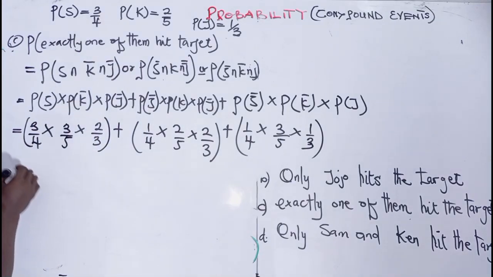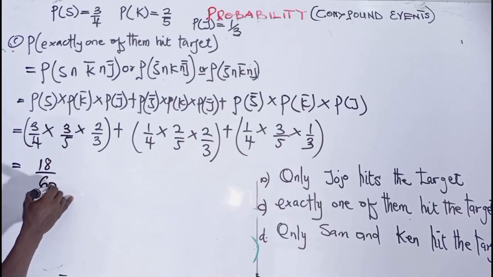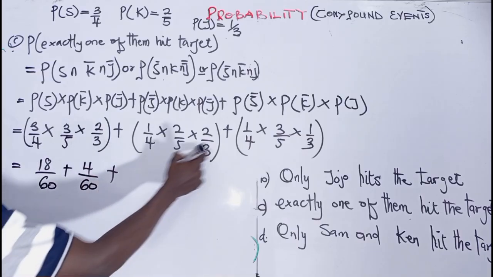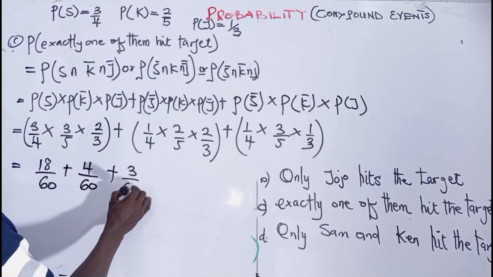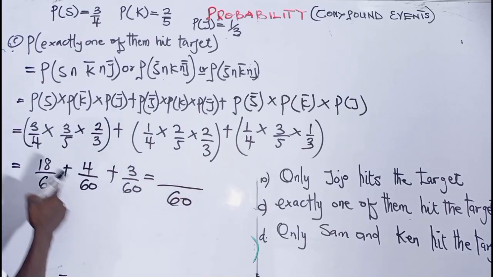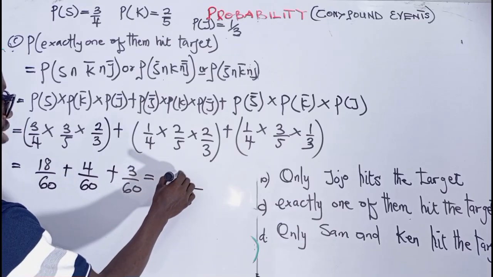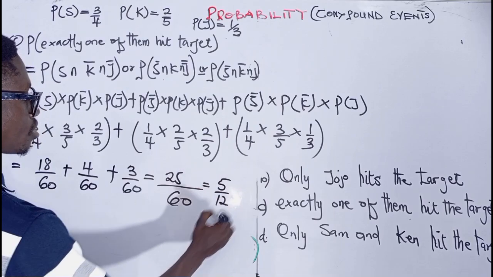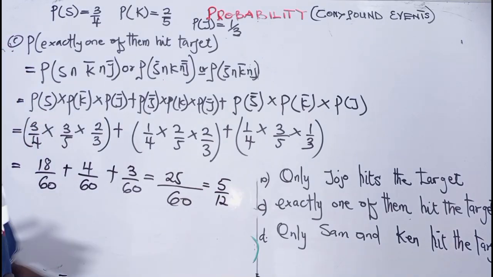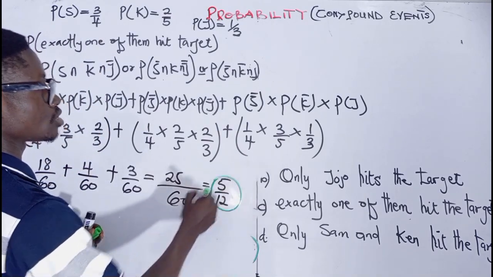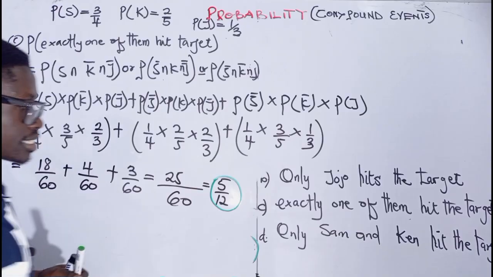Now once we have this, we just have to multiply them. This is going to give us 18 all over 60. This is also giving us 4 all over 60. And this will give us 3 all over 60. Seeing the denominators are the same, we can pick one of the denominators. We add the numerators, so we have 25 all over 60. When you break it down, you have 5 all over 12. So the probability that exactly one of them hits the target is 5 all over 12. Very, very easy. And then as easy as A, B, C, D.